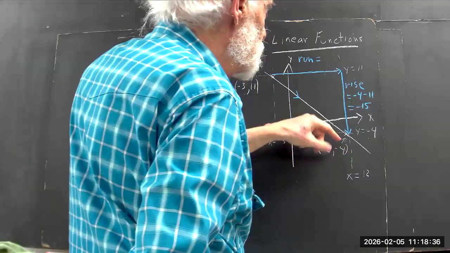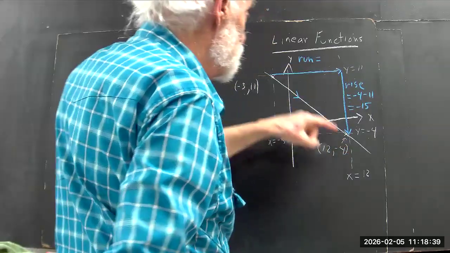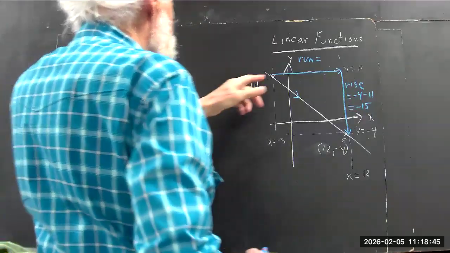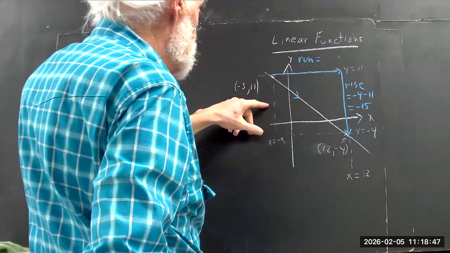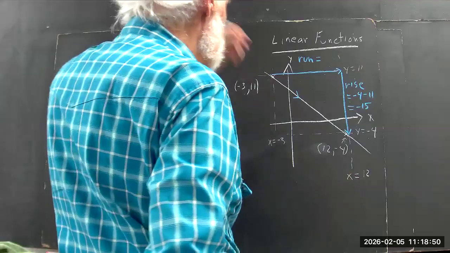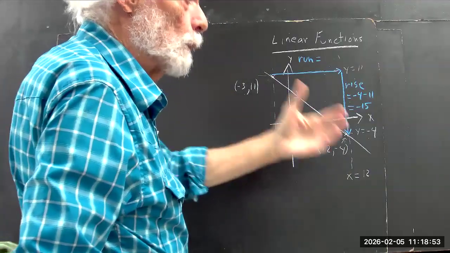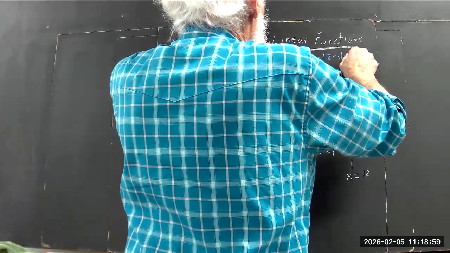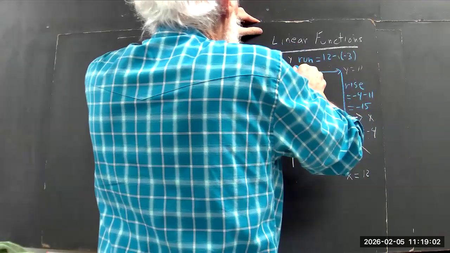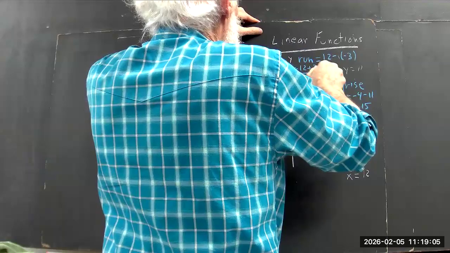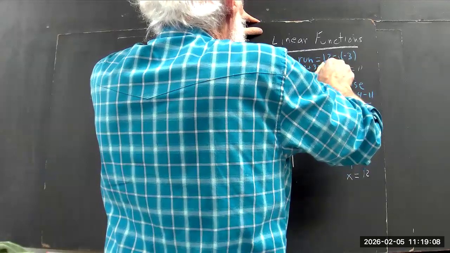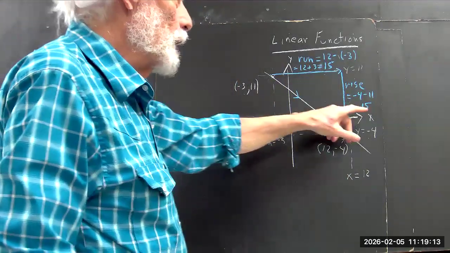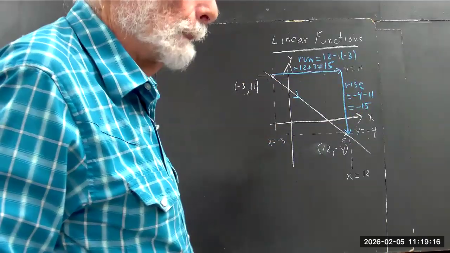But again, always we subtract where we start from where we end. Okay, over here on the run, we subtract where we start from where we end. Well, the run is in the x direction, so we start at x equals -3 and we end at x equals 12. Subtracting where we start from where we end, we get run equals 12 minus -3, which equals, I'll write it out, 12 plus 3 equals 15. So we have a rise of -15 and a run of 15.